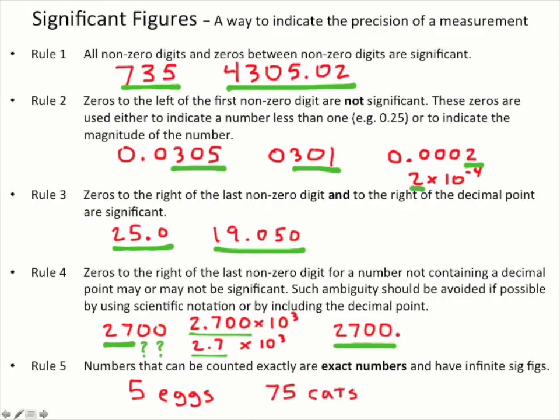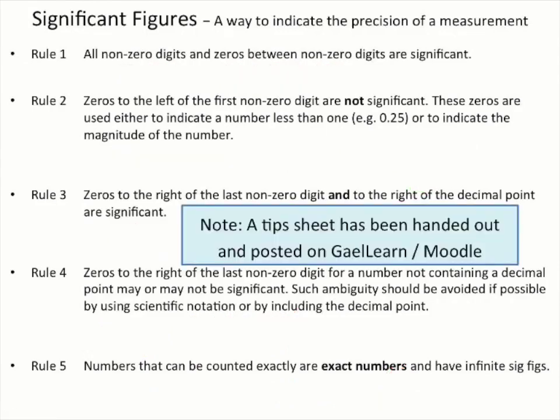The same is true if, say, you had 75 cats. You can't really have half a cat, so you know that this is a discrete integer number, 75. We call that an exact number and say that it doesn't play a role in determining sig figs. You can think of it as having infinite sig figs. And if you had 75 cats, well, that's a lot of cat food. Do note that there's a worksheet posted on Moodle that I also handed out in class that has these rules and some further examples listed on them.